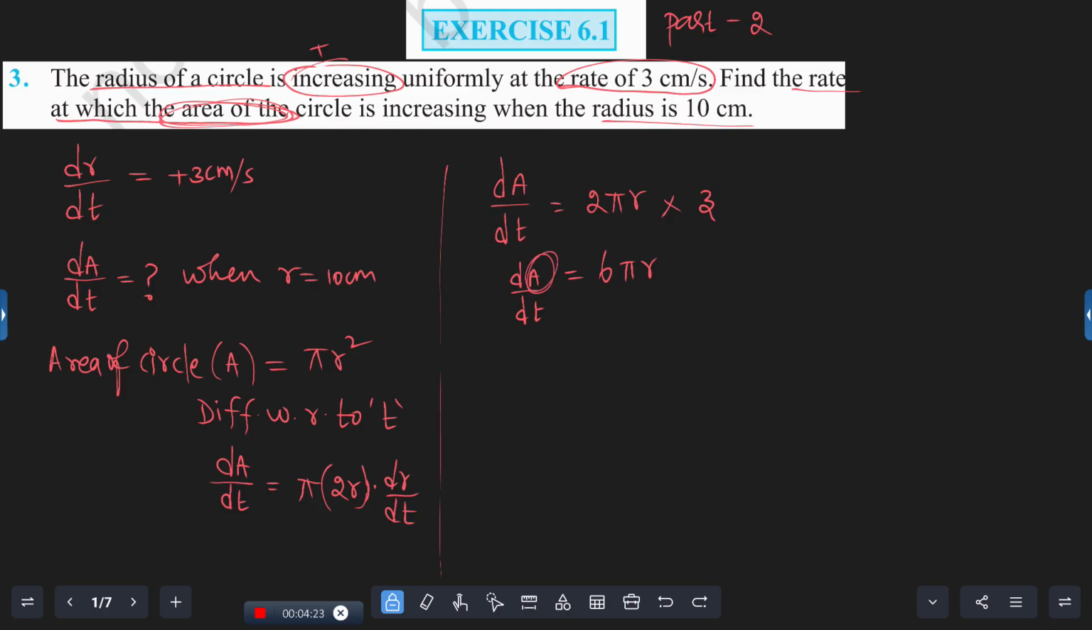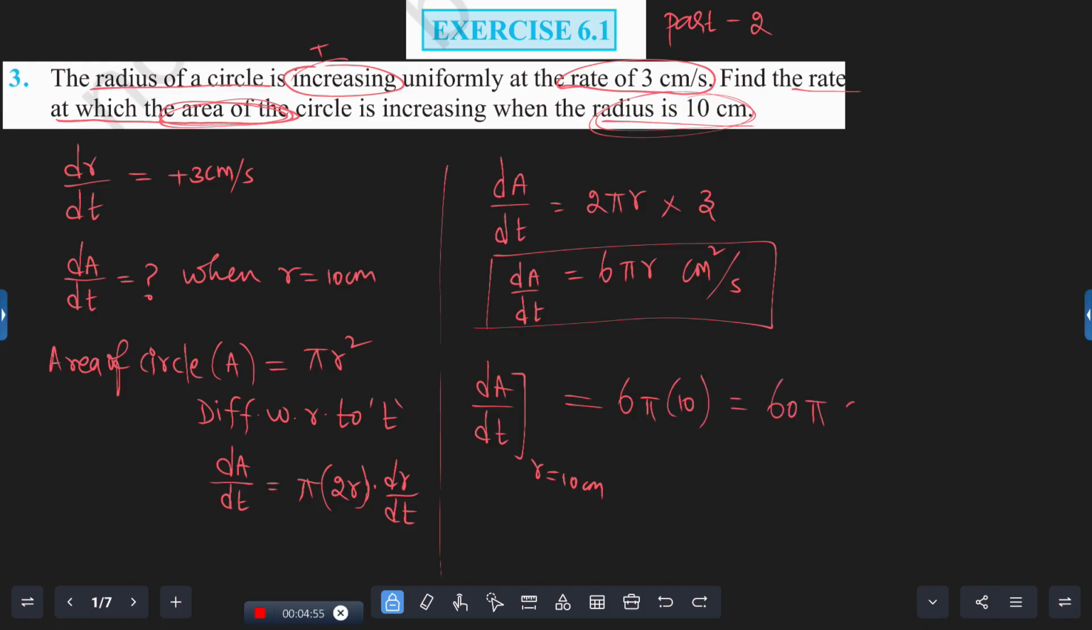This is area. Area, how will you write? Square. Here they have given centimeter, so centimeter square per second, second is given by the question. This is in general. But specifically they asked to find the derivative of area at radius is 10. So at r equal to 10 centimeter, when you apply here in 6 pi r the value 10, what will you be getting? 60 pi centimeter square per second. Have you understood?